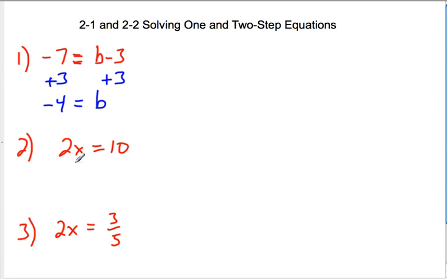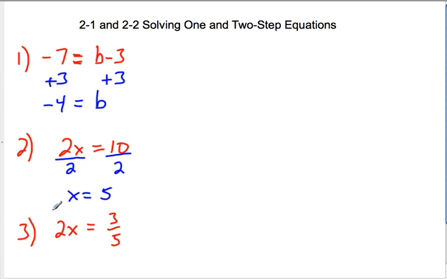In number 2 here, we have our variable being multiplied by 2. So using the division property of equality, we can divide both sides by 2 and we get x equals 5. It's always a good idea to plug your answers back in to see if it made sense with the original equation. In this case, negative 4 minus 3 was negative 7. That makes sense. In this case, 5 times 2 is 10.